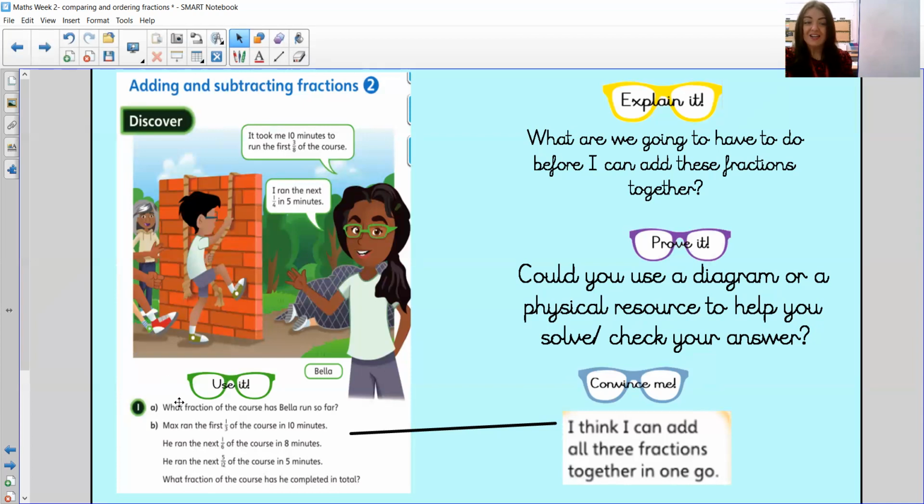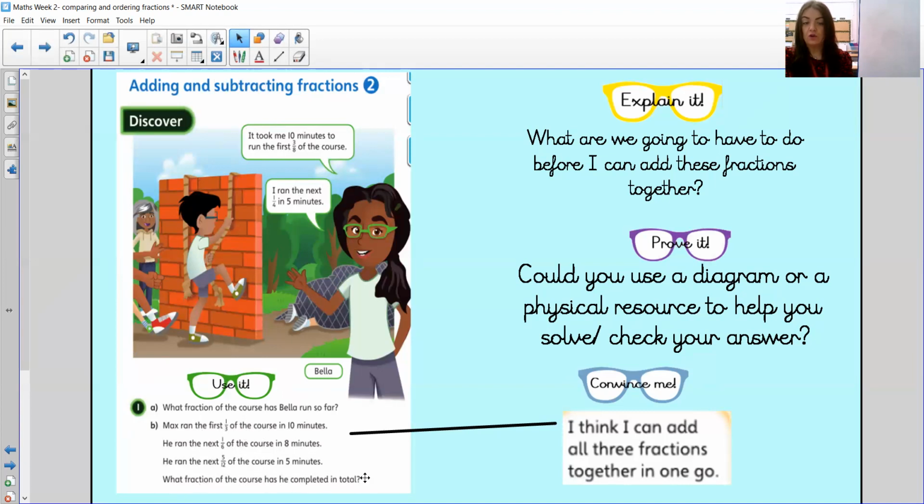So the first question is, what fraction of the course has Bella run so far? So this is the information that you're using here. And question B is giving you some information about Max. So I'm guessing this is Max here. It's giving you what he did in the first 10 minutes, in the next 8 minutes, and the next 5 minutes. So don't get confused by all those different numbers there. Make sure you're zooming in on the numbers that you need.